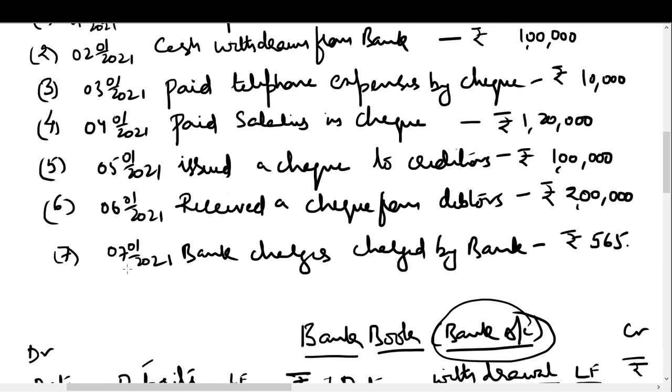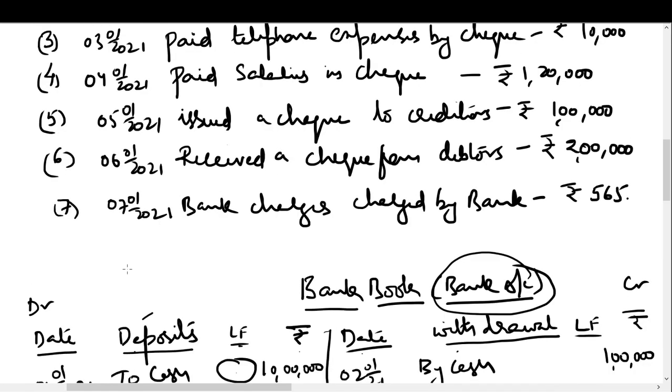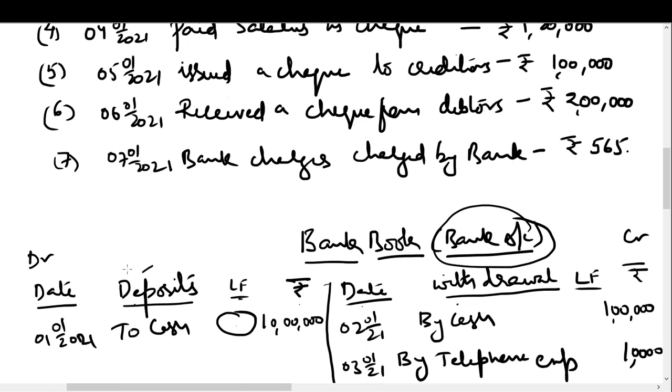Issued a check to creditors 1 lakh. We are issuing a check to creditors, 1 lakh. What will happen is we'll issue the check to the creditors, who are the people who have supplied goods or services to us on credit. So we have to make the payment to them.